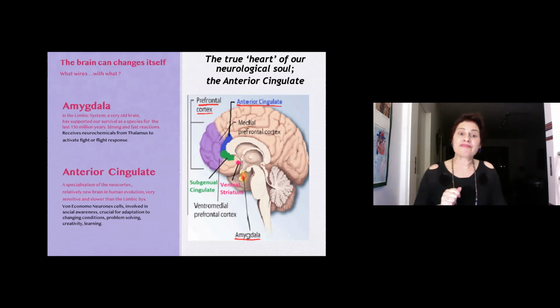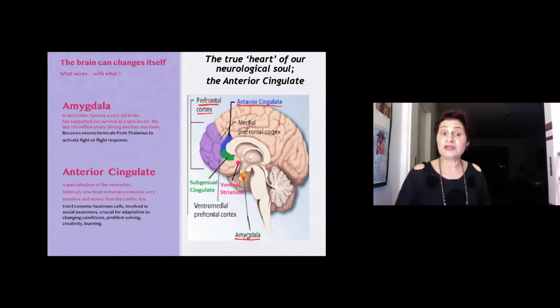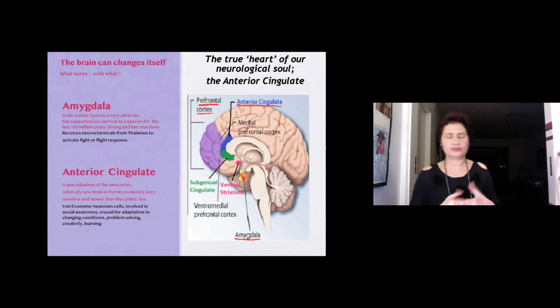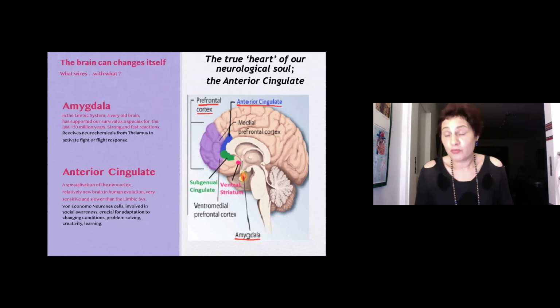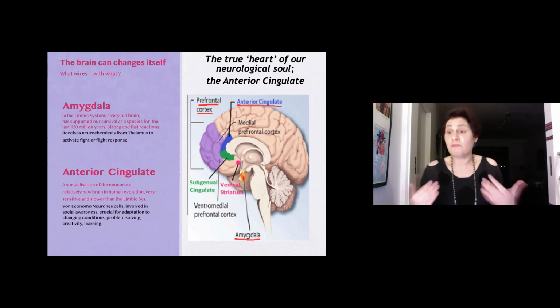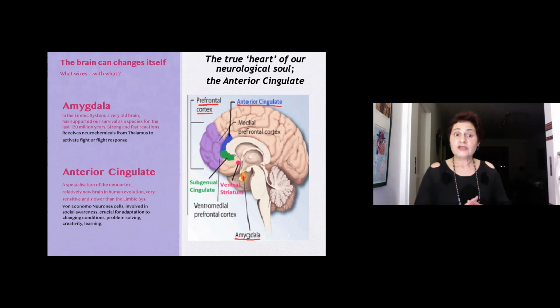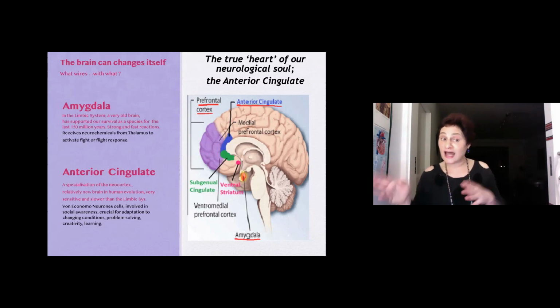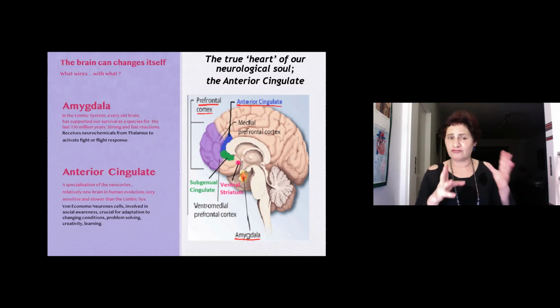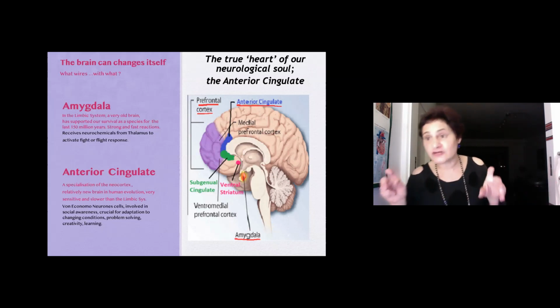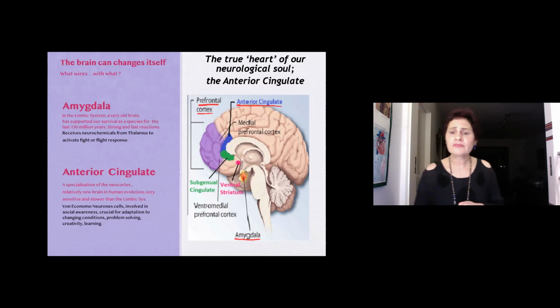So it sits in the old brain that has supported our survival as a species for the last 150 million years. Strong and fast reaction, really fast, because that's what kept us alive and competitive in the world. So it receives neurochemicals from the thalamus to activate the fight or flight response, and I would add the freeze response as well. So this is the system that has been really important for our survival and took us here.